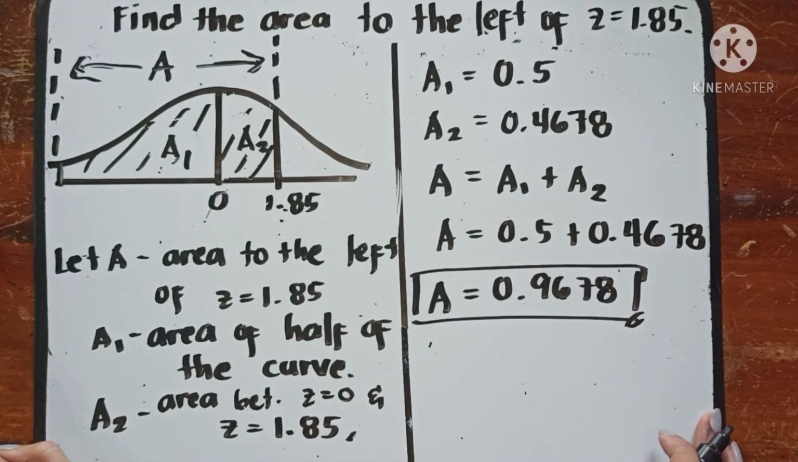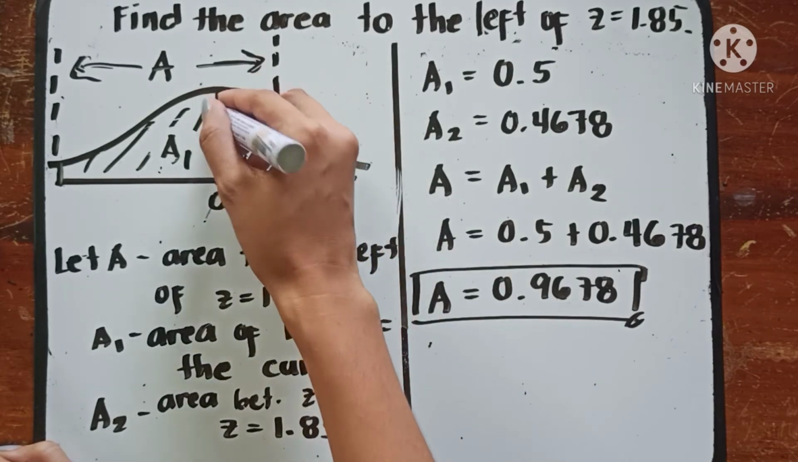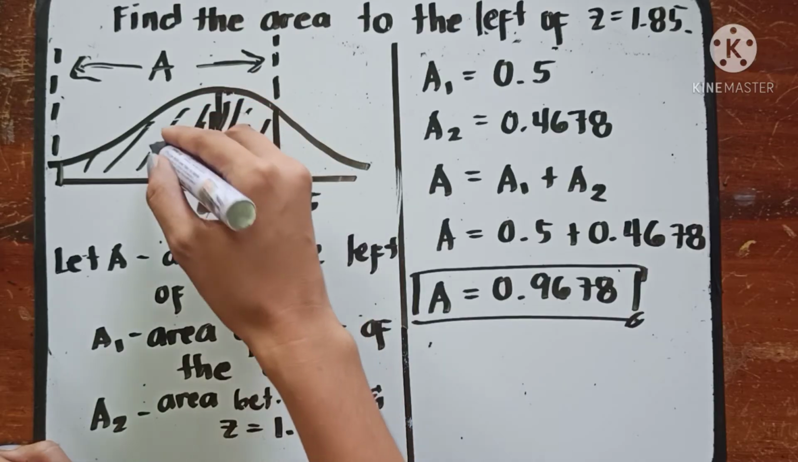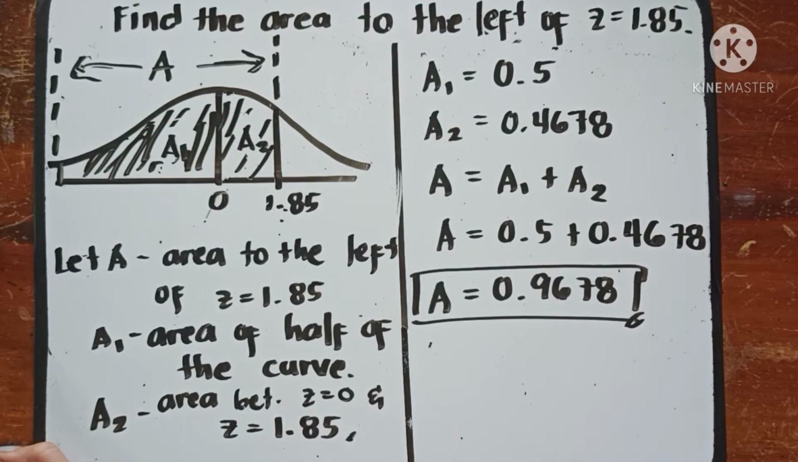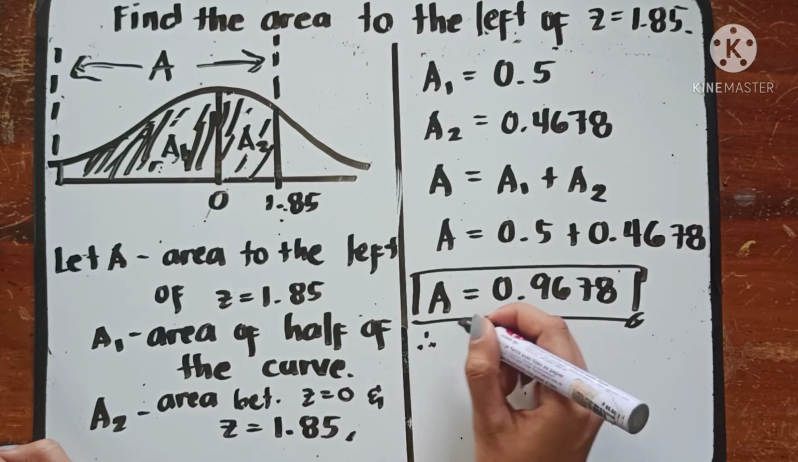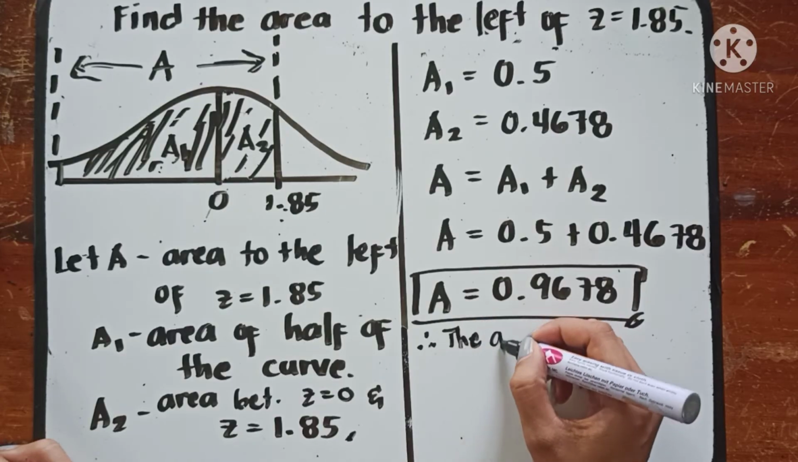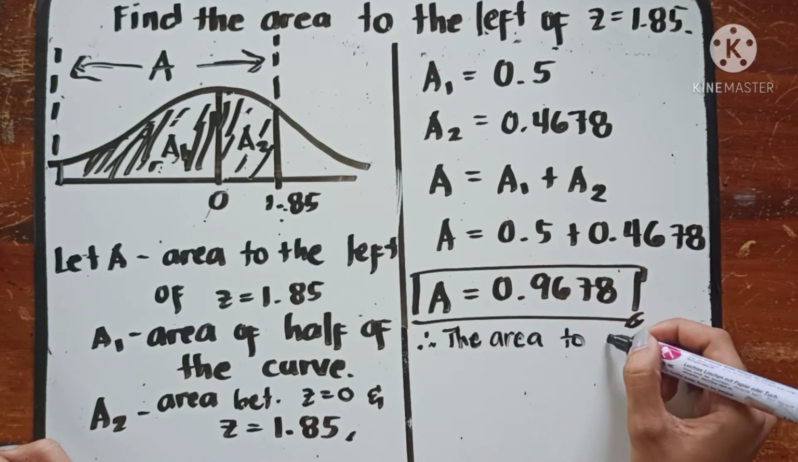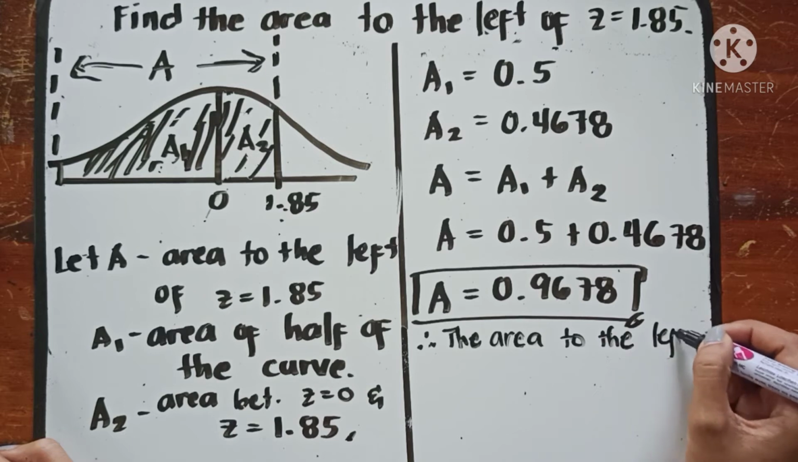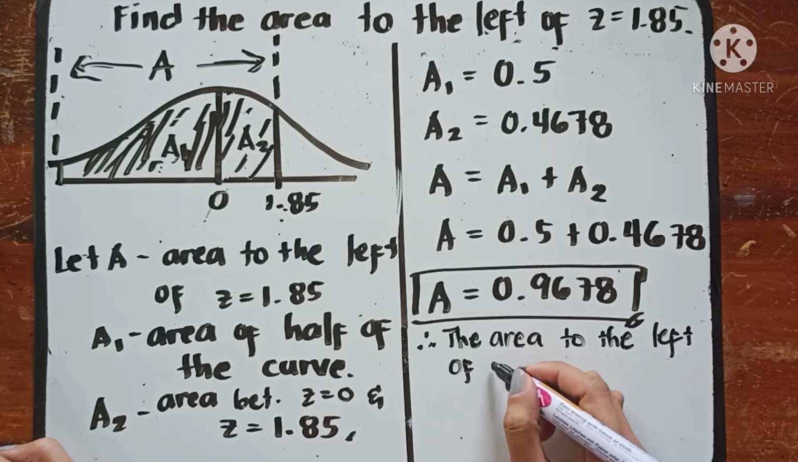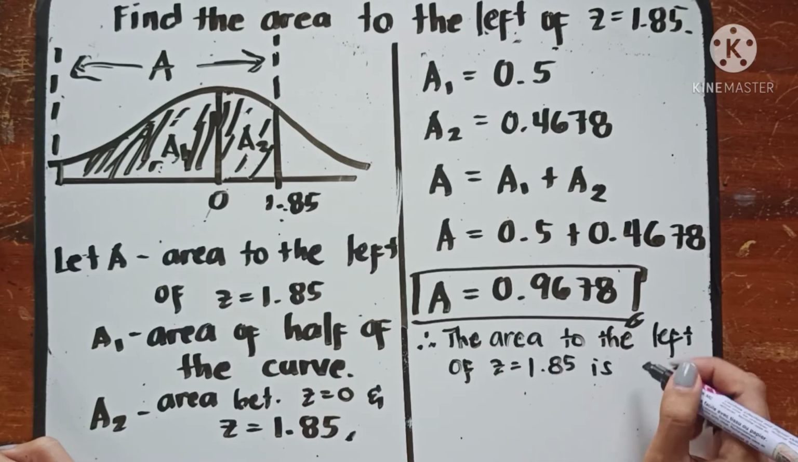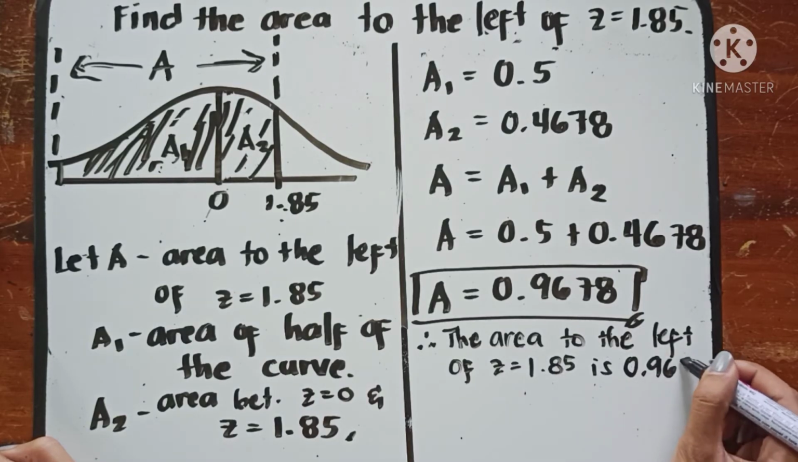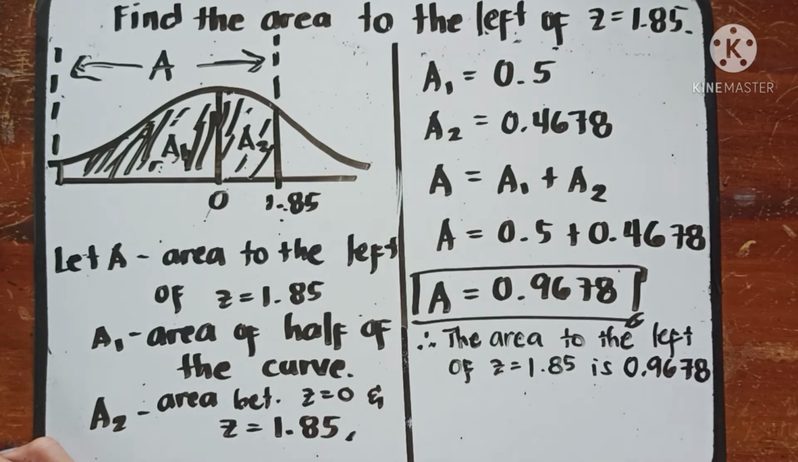So, this is the area. Ibig sabihin po, itong shaded part na to, yung area niyan is 0.9678. Okay? So, conclusion lang tayo. Therefore, the area to the left of z is equal to 1.85 is 0.9678.